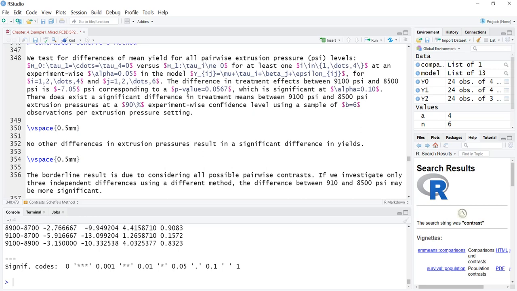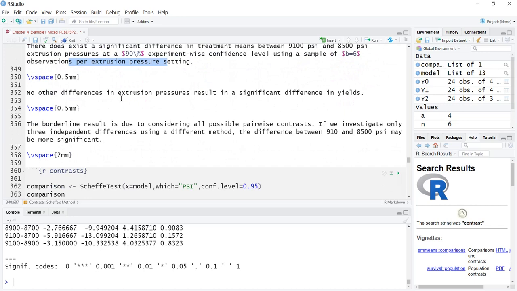Remember that 0.05 is not some magical number. When it's really close to 0.05, you may want to say that at alpha equals 0.10, it is significant. Or you could say it's borderline significant at 0.05, okay? And I've written this up with a 90% experiment-wise confidence level, and B equals 6 observations per extrusion pressure setting. No other differences in extrusion pressures result in a significant difference in yields.